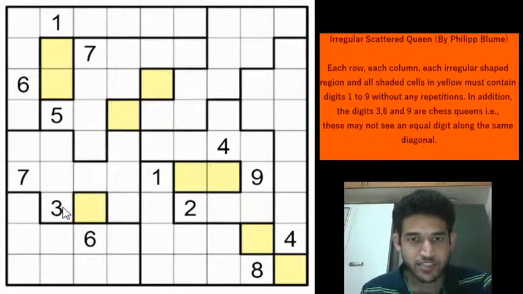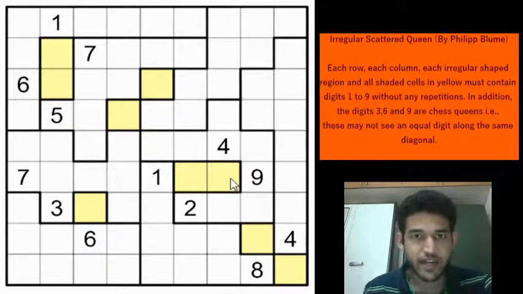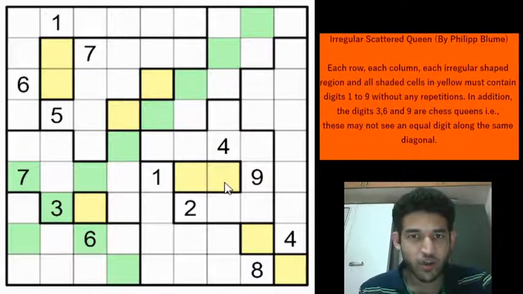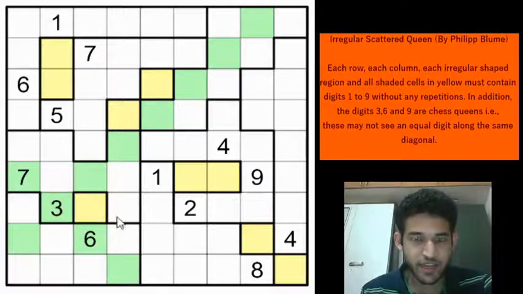The final part of the rules is, digits 3, 6 and 9 are like chess queens, meaning they cannot repeat in a diagonal direction. So for example, if you consider this cell, then a 3 cannot be present in any of the diagonal cells highlighted by green. Just like a chess queen always moves in all the directions including diagonal direction. So digits 3, 6 and 9 are like chess queens, they cannot repeat in the diagonal directions. So those are the rules. With that, we'll start solving this Sudoku.